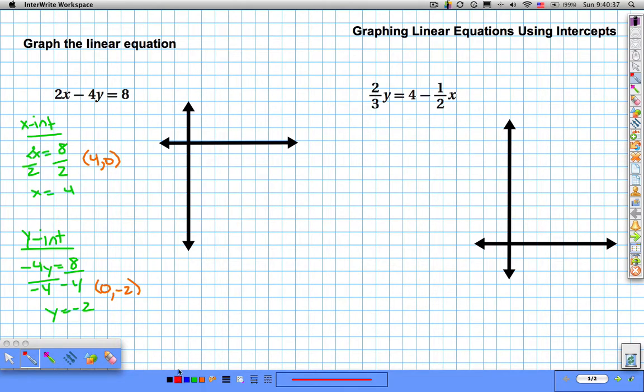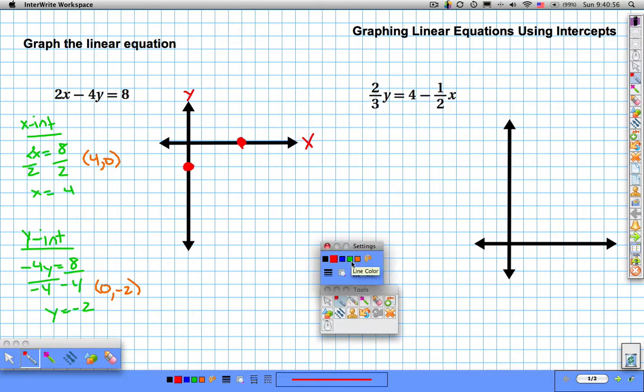Now I can go ahead and plot my points. I've drawn my lines already, and these are in intervals of 1. Here's my x, here's my y. So my x-intercept is 4, 0. So 1, 2, 3, 4. So right here. And 0, negative 2, 1, 2.